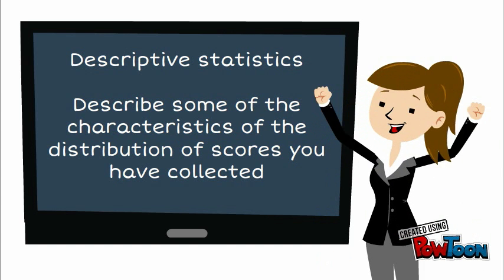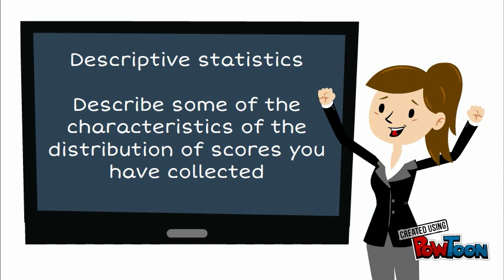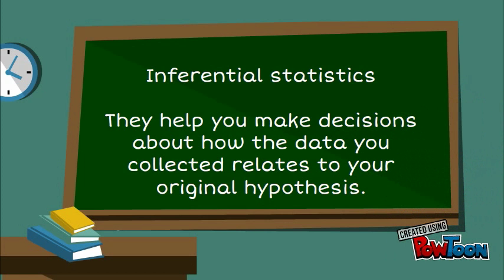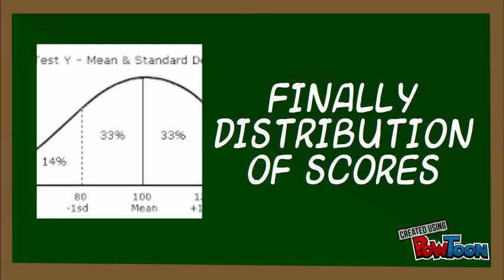Getting ready for data analysis. By using descriptive statistics, you can describe the scores you have collected. The tools you use to draw conclusions are called inferential statistics, and these will help in the decisions of your project. The first step in the analysis of data is to describe each variable. This means a set of descriptive statistics called the distribution of scores.